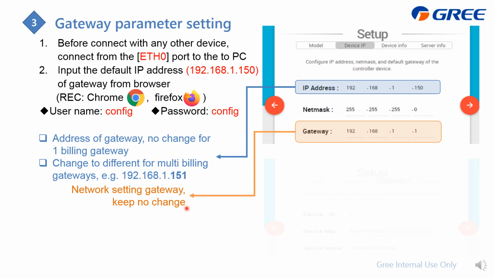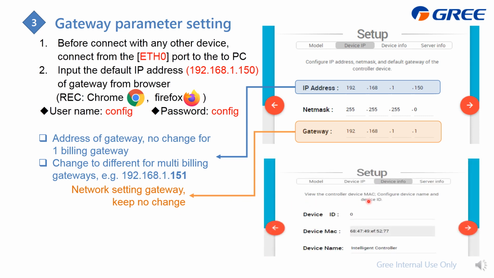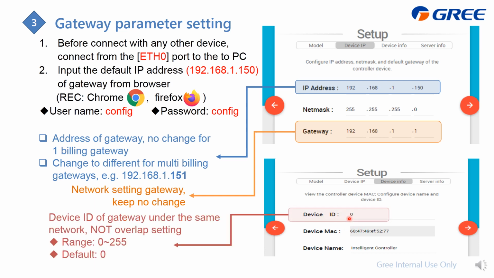After that, we'll go to the third page to confirm the device information. This device is just the gateway, and here is the requirement for the device ID. They should not overlap, which means if there are multiple gateways, change them to be different. It's okay. You can find that this is a no-overlap setting.